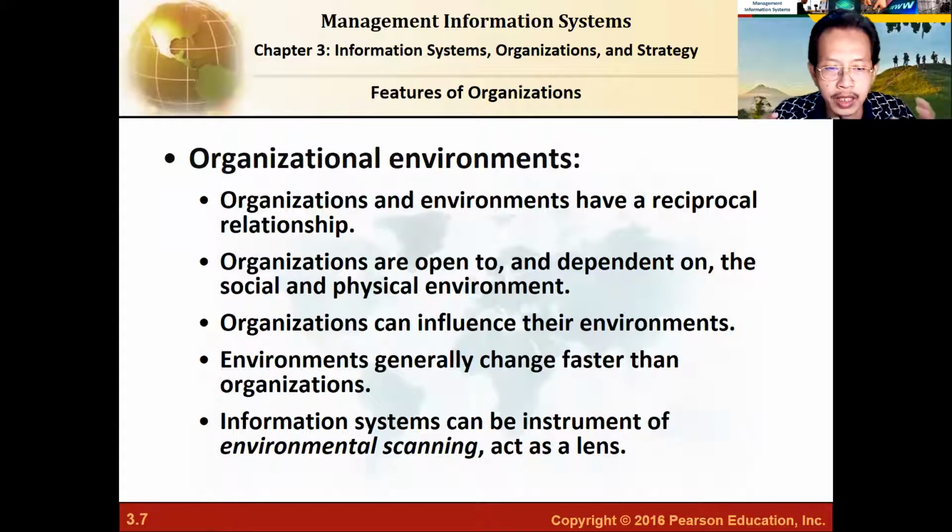Also, its environment. So you have seen in the diagram before that the organization and the environment would be influencing each other. Whether it's a good influence or a bad influence, it depends on how the managers, how the organization manages the influences.